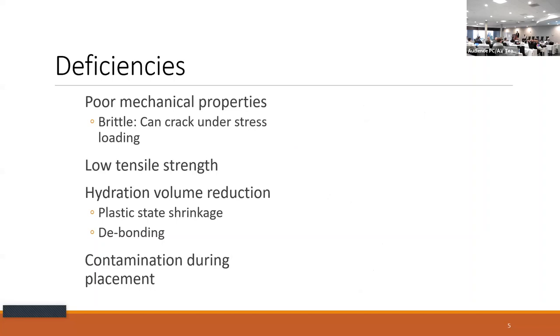It's brittle, it'll crack under stress, and we study it and we try and improve it, but we're still trying to improve something that isn't very good to start with for our particular application. We have hydration volume reduction when the cement sets. There's poor pressure loss inside the cement. A lot of complex things that makes life difficult, I'll put it that way. And then on top of that, there can be contamination with other fluids during placement.